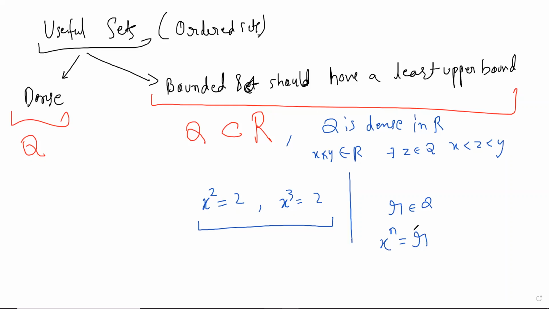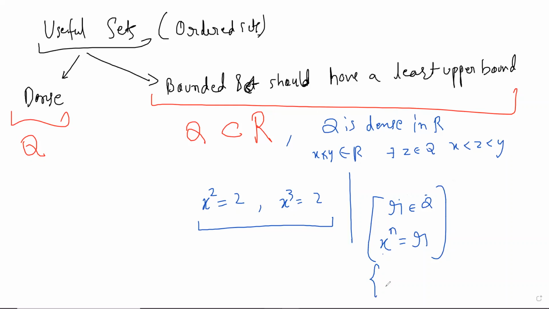So I will ask you to show that given a rational number r, there is a real number x such that x to the power n equals r. So such a real number exists. How to show that, you'll have to prove. You will realize that this x would turn out to be the supremum, right?